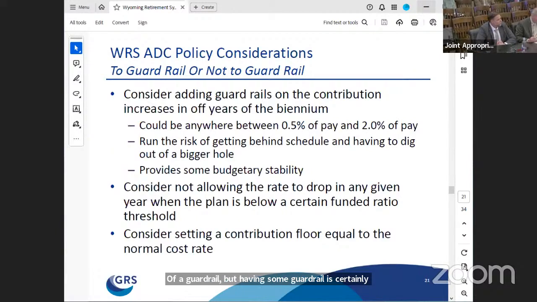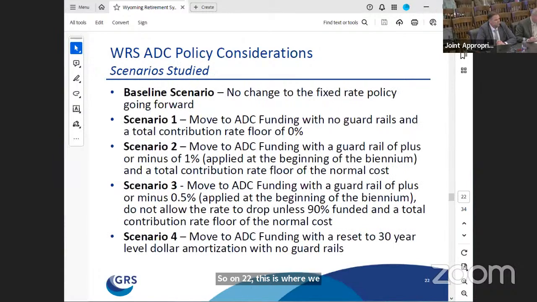So on 22, this is where we start to get into some of the various scenarios. And this is just, again, we picked 6 different things to look at. What you're going to notice is that they all operate very similarly. It's just kind of how do we get from here to these ADC amounts. So first, the baseline scenario. This is just assuming 18.62 every year going forward.